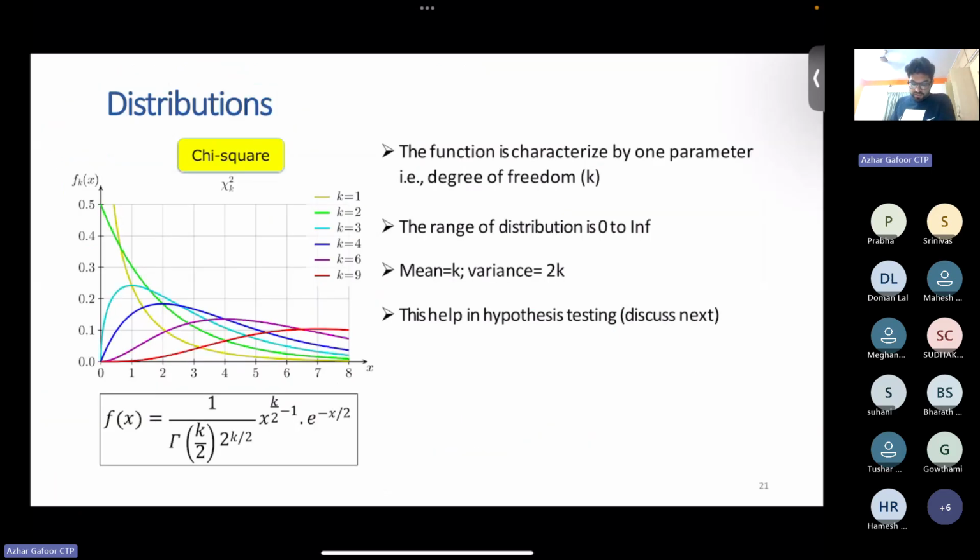Then we have a chi-square distribution. This is characterized by just one parameter, that is the degrees of freedom k, and it is actually got by squaring the normal distributions.